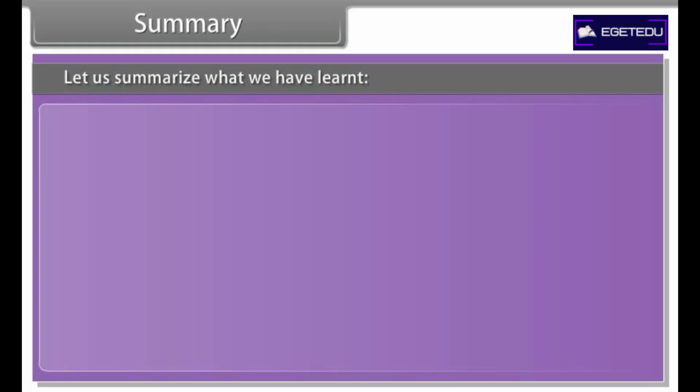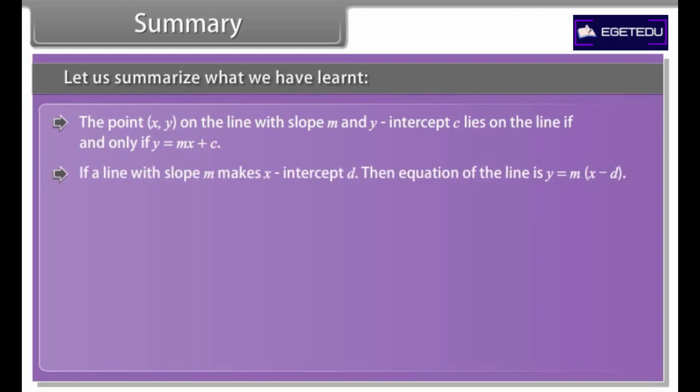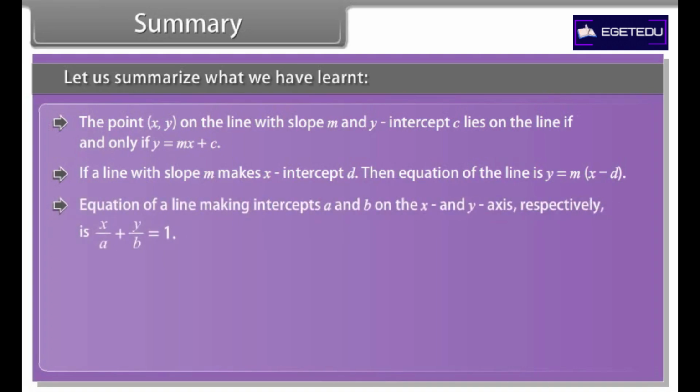Summary. Let us summarize what we have learned. The point x, y on the line with slope m and y-intercept c lies on the line if and only if y is equal to mx plus c. If a line with slope m makes x-intercept d, then equation of the line is y is equal to m into x minus d. Equation of a line making intercepts a and b on the x-axis and y-axis respectively is x upon a plus y upon b is equal to 1.